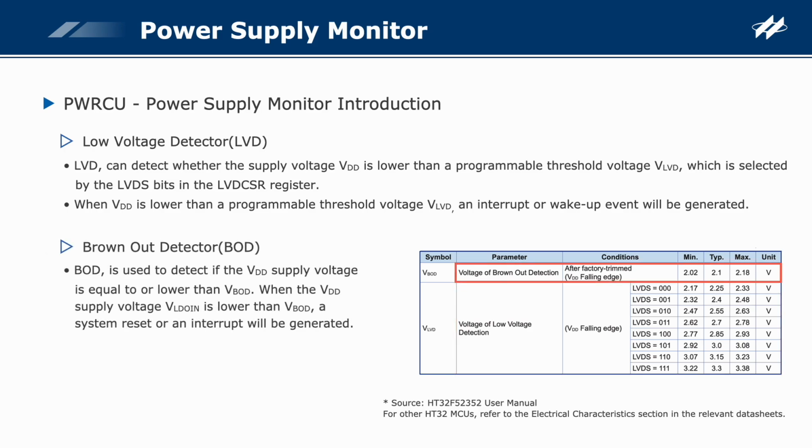The brownout detector, BOD, is used to detect if the VDD supply voltage is equal to or lower than VBOD. When the VDD supply voltage is lower than VBOD, the PWRCU will regard this as a power down reset situation, and then immediately disable the internal LDO regulator or issue an interrupt to notify the CPU to execute a power down procedure.